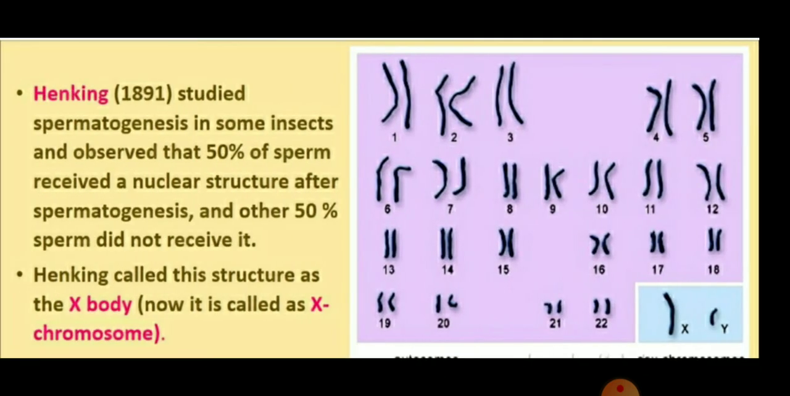So children, you can see the picture of the chromosomes. The Y chromosome is slightly shorter as compared to the X chromosome. Henking studied spermatogenesis in some insects and observed that 50% of the sperms received a nuclear structure. After spermatogenesis, the other 50% of sperms didn't receive it, so Henking called this structure the X body, and now we call it the X chromosome.